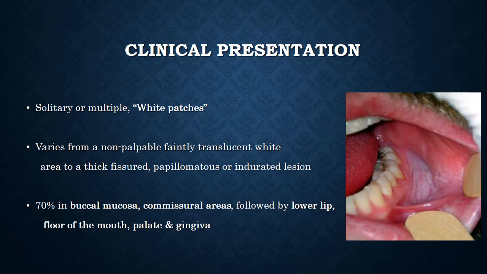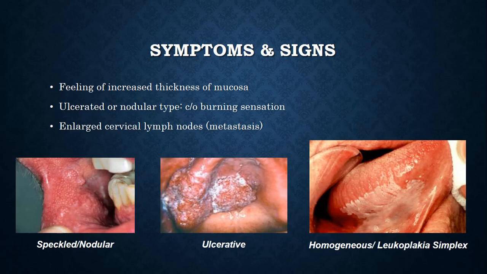70% are in the buccal mucosa and commissural area, followed by the lower lip, floor of the mouth, palate and gingiva. Symptoms include a feeling of increased thickness of the mucosa, while in the case of ulcerated or nodular type, it could present as a burning sensation. The patient might present with enlarged cervical lymph nodes in cases of metastasis.